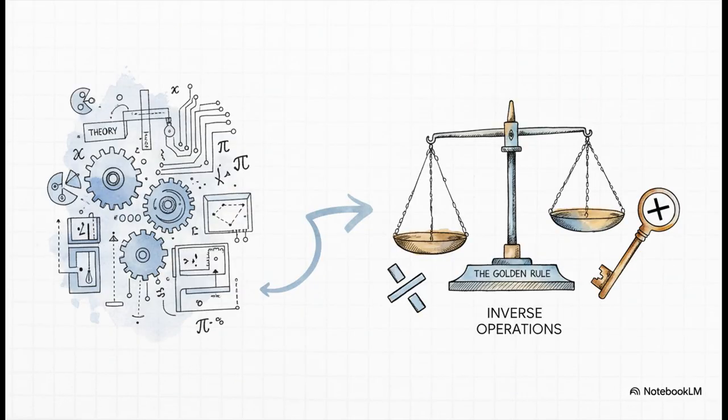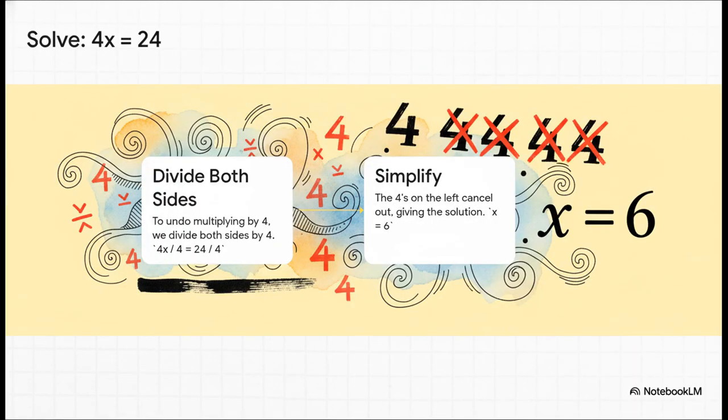All right, that's enough theory. Let's actually see how this works in practice. We're going to walk through a few problems together and put both of these ideas, inverse operations and the golden rule, to the test. Okay, first up we have 4x equals 24. Our goal is simple, get x all by itself. Right now it's being multiplied by 4, so what's the inverse of that? It's dividing by 4. So we follow the golden rule and we divide both sides by 4. On the left, the 4's just cancel each other out, leaving us with x, and on the right, 24 divided by 4 is 6. And there's our solution, x equals 6.